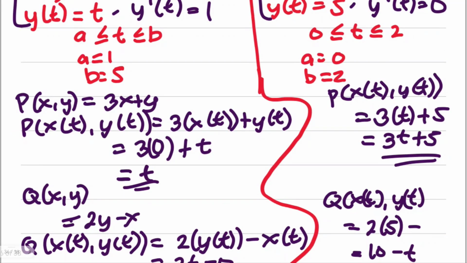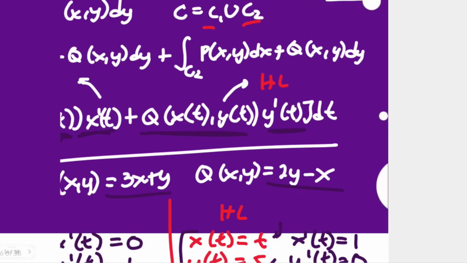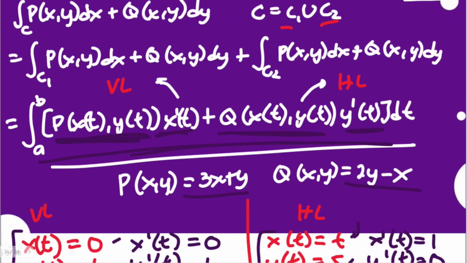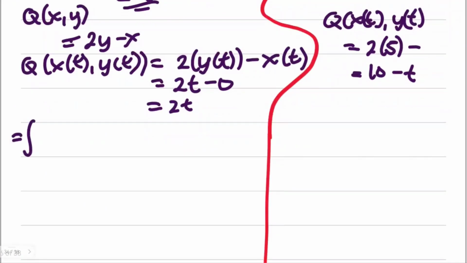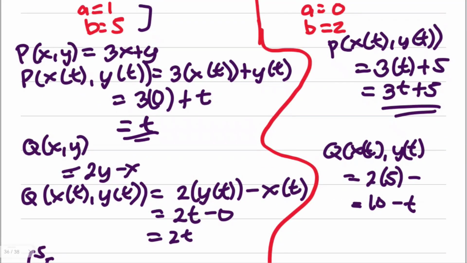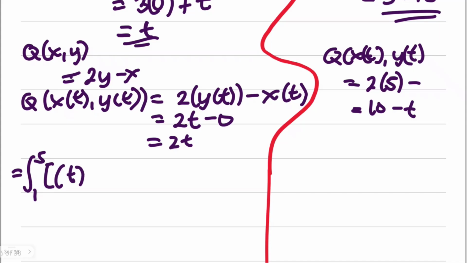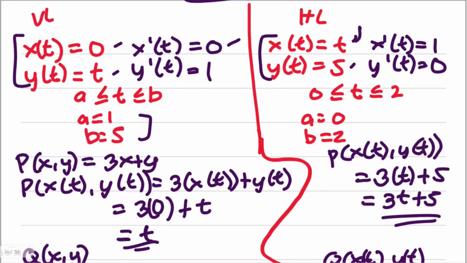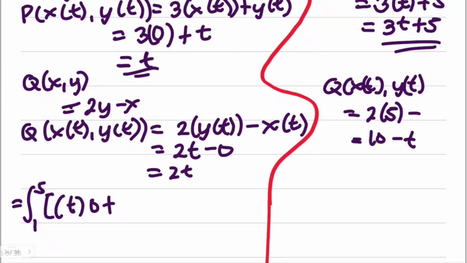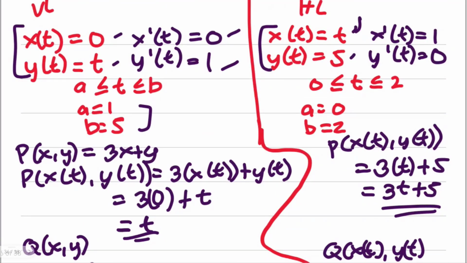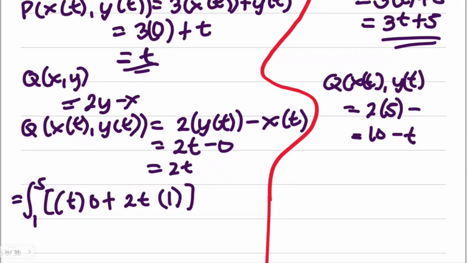Your a and b was 1 and 5. Take note of this formula here. So 1 to 5 of your p, that's t, simply just t, times the first derivative of your x, which is 0, plus your q, 2t, times the derivative of your y, which is 1, dt.